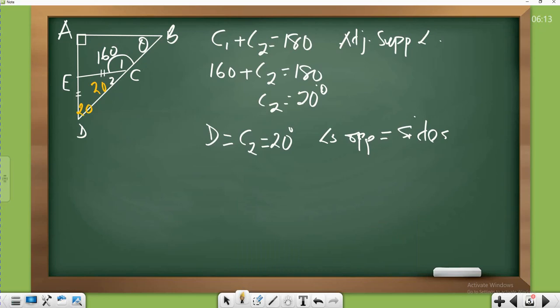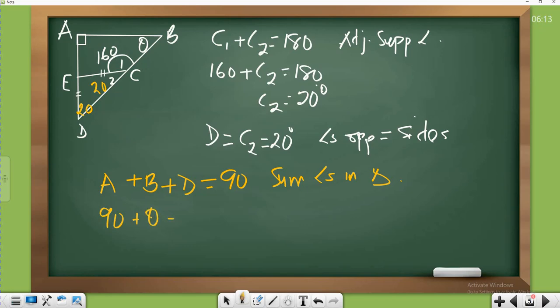Oh, my angle A now, check this, my angle A plus angle B plus angle D should therefore be equal to 180 degrees, sum of angles in a triangle. So what is my A? My A is 90. What is B? Theta. And what is D? 20. Oh, not 90 degrees here. This should be 180 degrees.